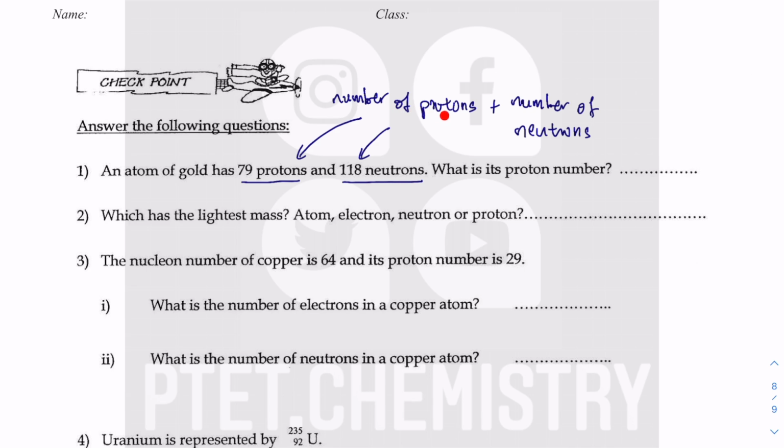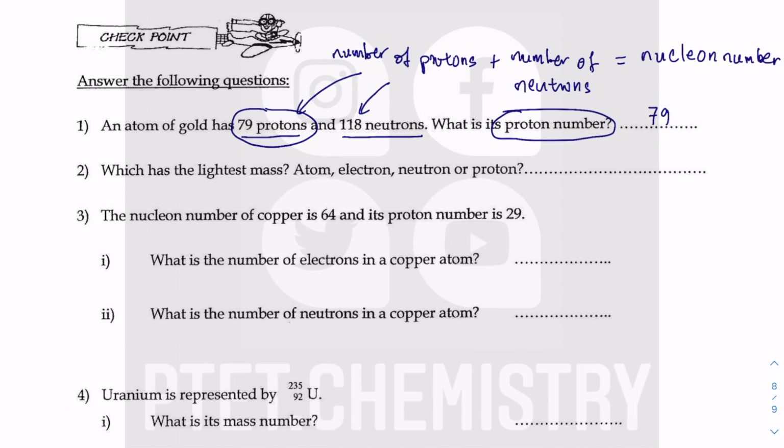So it's the number of protons that come from proton number and number of neutrons that you can get by taking away from nucleon number. Nucleon number again is not the same as relative atomic mass. It's given in the periodic table, so you need to be very careful. The proton number simply tells you how many protons are in the nucleus of an atom. So the nucleon number is going to be 79 plus 118. That will give you the nucleon or the mass number.